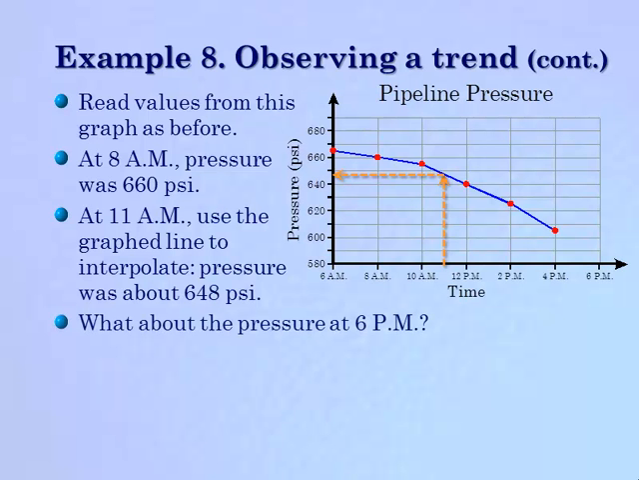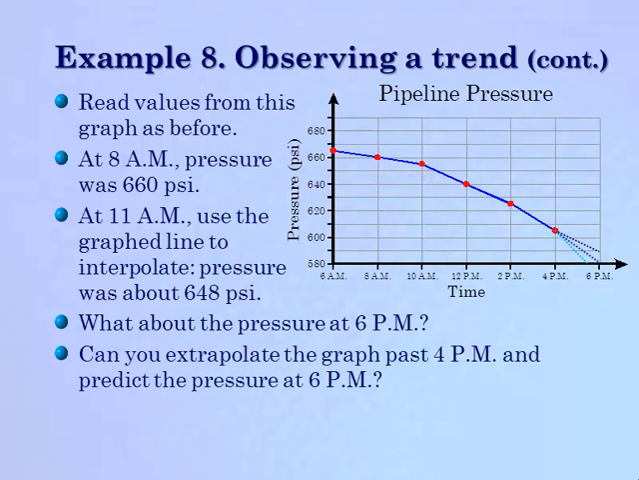And what was the pressure at 6 p.m.? All right, so we're going to have to extend that line. So what is that called again? Extrapolating. So we're going to have to extrapolate the graph past 4 p.m. and predict the pressure at 6 p.m. So what does that look like?